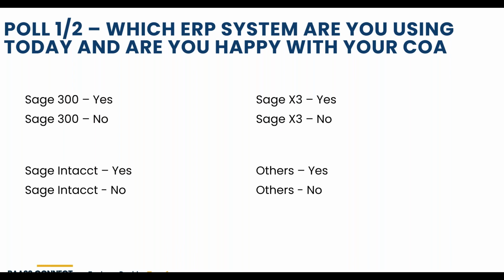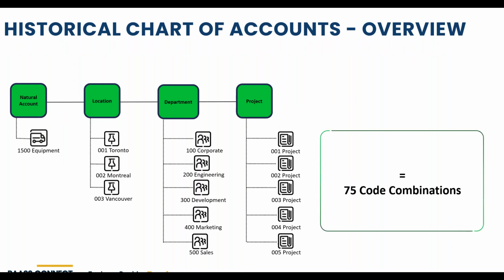What does our traditional chart of accounts, or the chart of accounts within Sage 300, look like? Okay, so historical chart of accounts overview. This should be very familiar to all of us. Our natural chart of accounts, whether it's 4 digits, 5 digits, or 6 digits: your bank, receivables, revenue, expenses, and so on and so forth. That's what we call our natural accounts. And then we start building our GL structure.